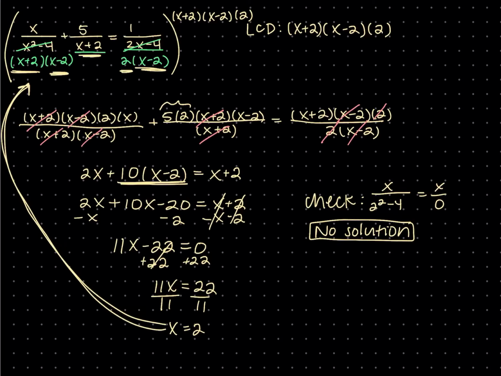If you plug in 2 for the whole equation, you'll get 2 over 0 plus 5 over 4 equals 1 over 0. And that is not going to work because we cannot divide by 0. So our answer here is just no solution.